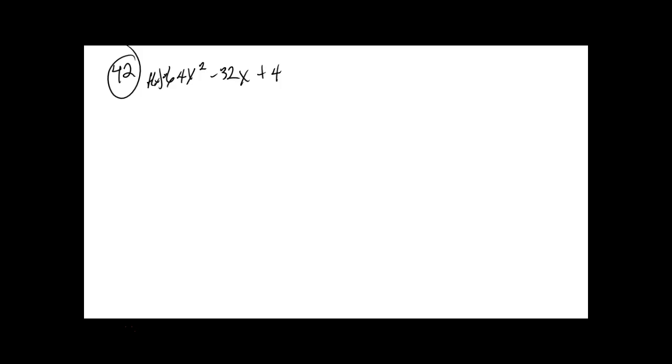F of x is equal to y. That's what you remember. So the first thing we do here is set that equal to y. Y is equal to 64x squared minus 32x plus 4. Okay? And then we want y to be 0. So set that equal to 0. 0 is equal to 64x squared minus 32x plus 4. What would we do next?